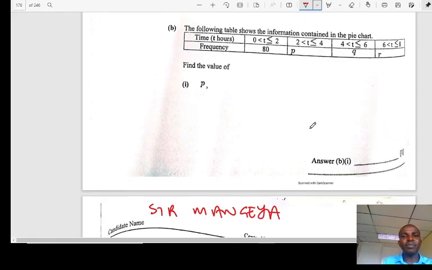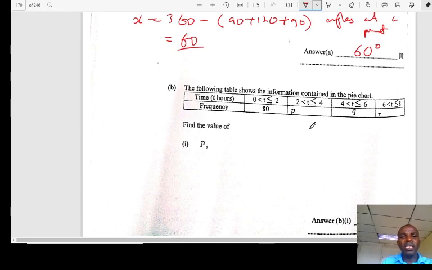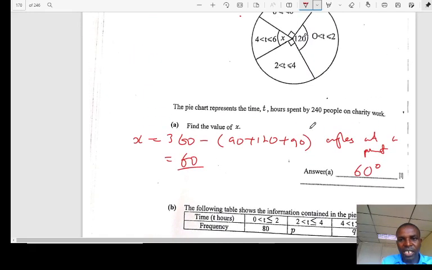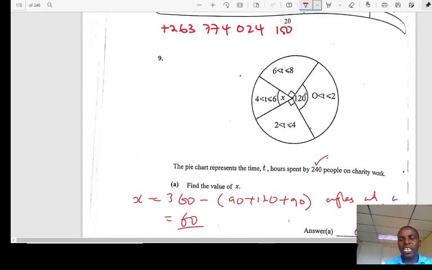Then next, B. The following table shows the information contained in the pie chart. Find the value of P. So if you can see P here, frequency on 0 to 2 is already given as 80. Right, so what you can do, you can check how you got the 80 here. We are told that the total number of people here is 240. So for 0 to 2 it's already 80. How can they get it?